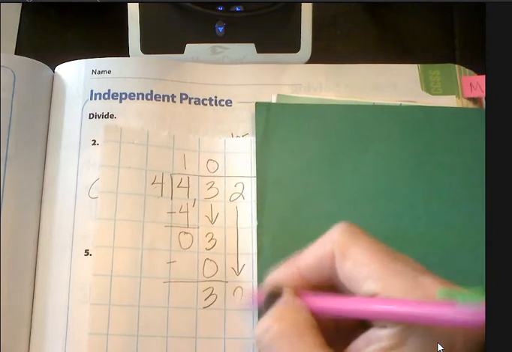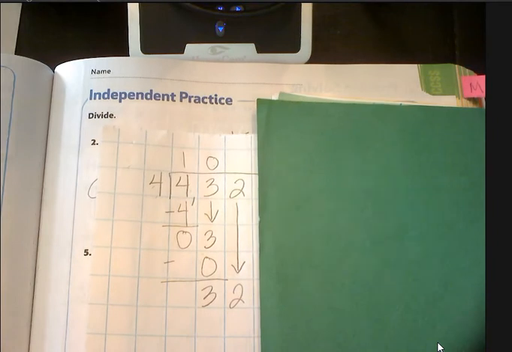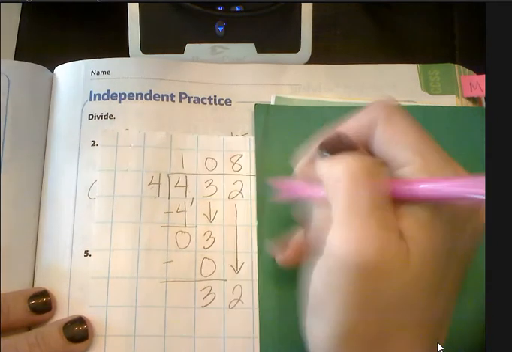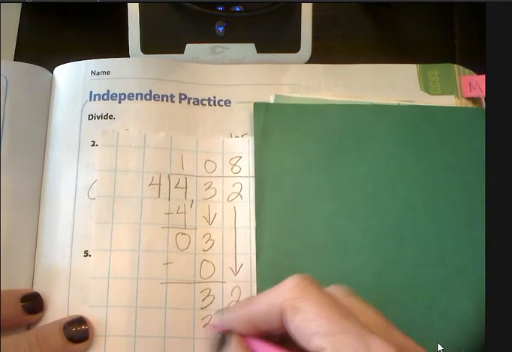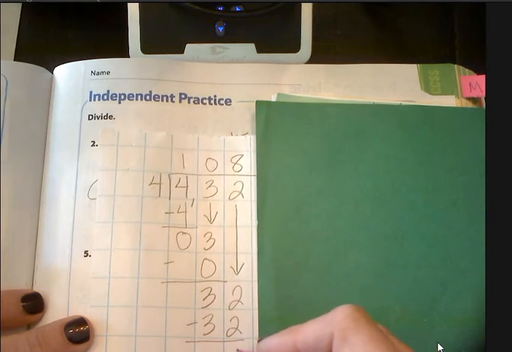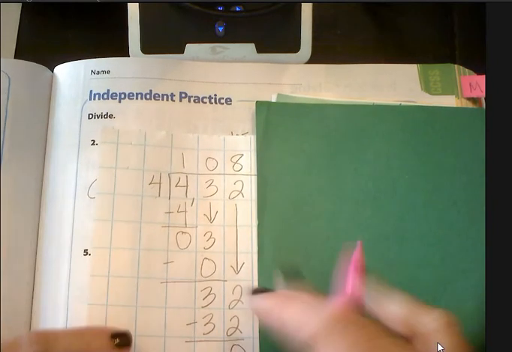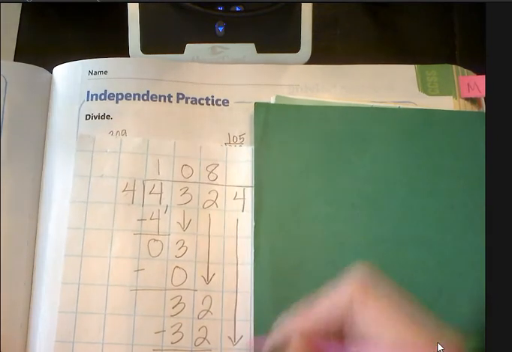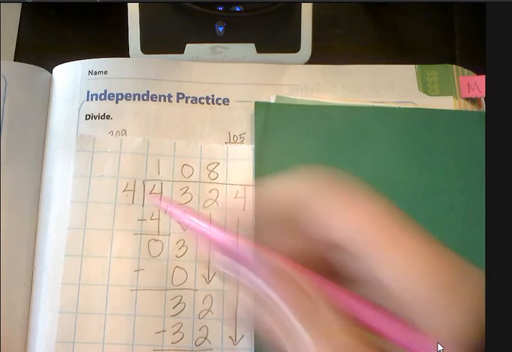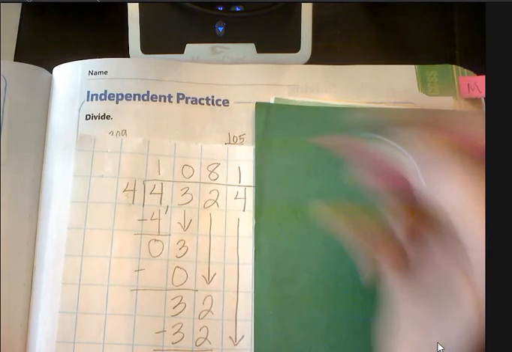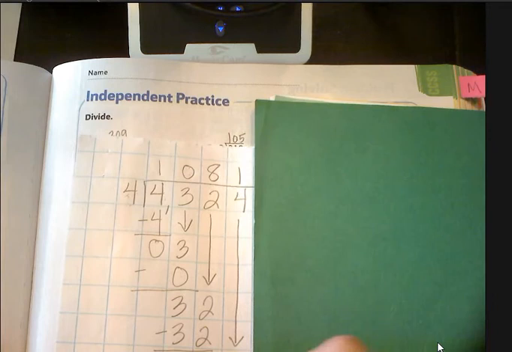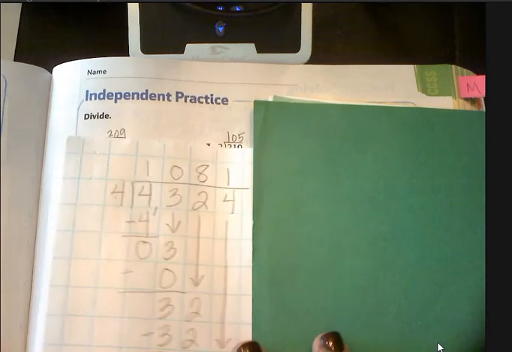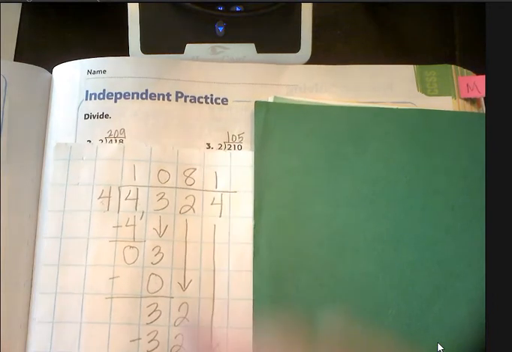Bring down my 2. How many times does 4 go into 32? Or 32 divided by 4? We did that earlier. It's 8. I know my math facts. 8 times 4 is 32. I subtract. 32 minus 32 is 0. Still have more digits here. I bring down a 4. How many times does 4 go into 4? Oh, exactly once. 1 times 4 is 4. Subtract. 0. There's nothing left to bring down, so that will be my answer.